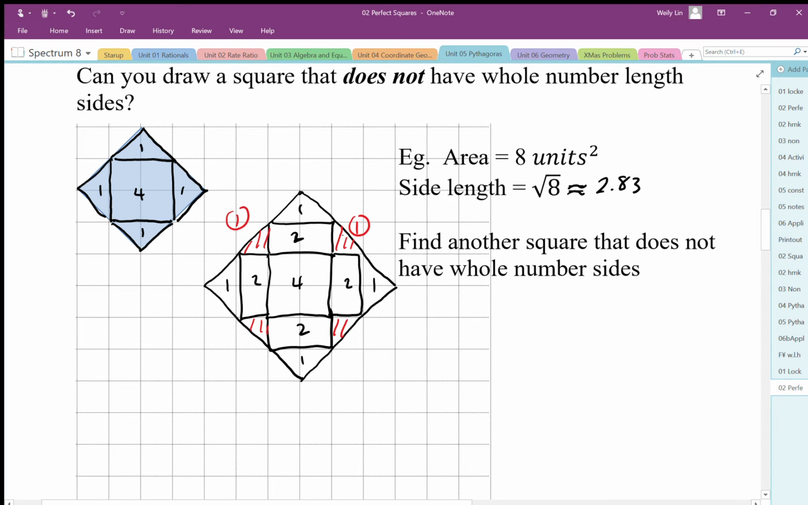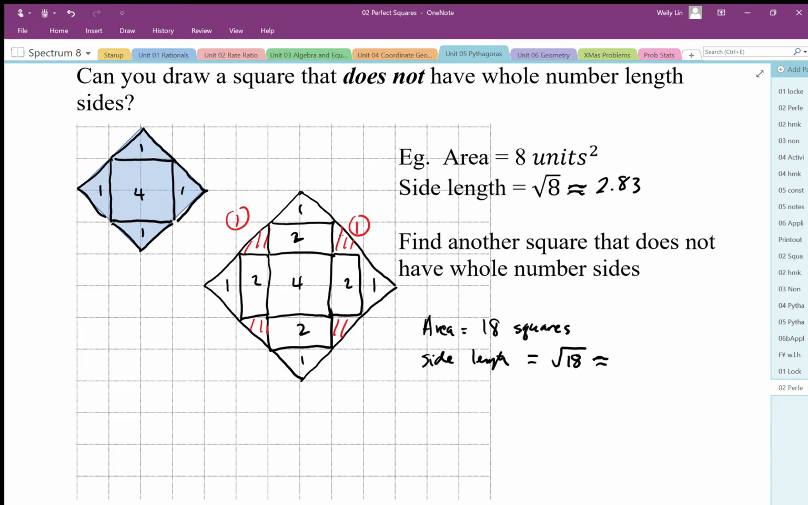So if I count it all up, there's 12, 13, 14, 15, 16, 17, 18. So this has an exact area of 18 squares. So the area is equal to 18 squares. So the side length, I have to square root. I take my area, square root it, and I get my side length. Now the side length is exactly square root 18, which is not a perfect square.